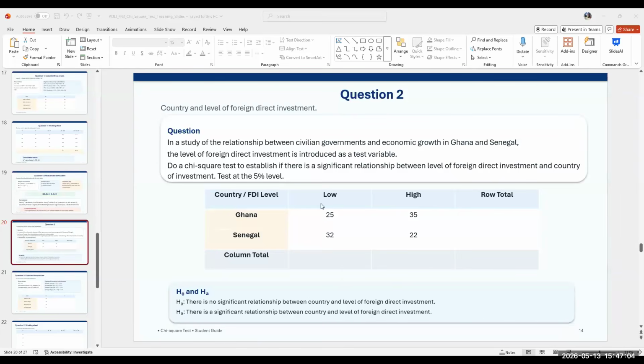So as we did for the first question 1, we're doing the same thing for question 2. In question 2, we have these figures that say Ghana, Senegal. Can someone read question 2 for us?